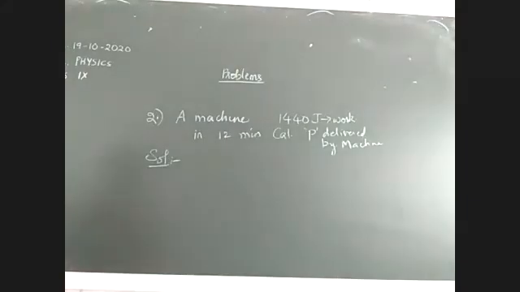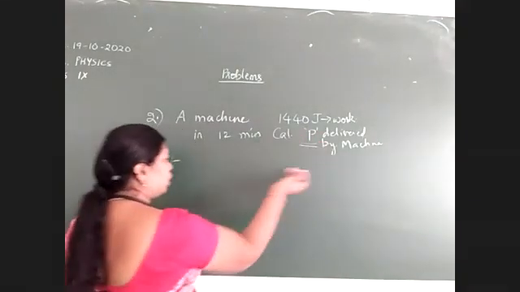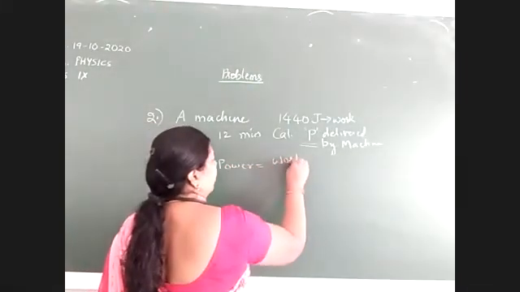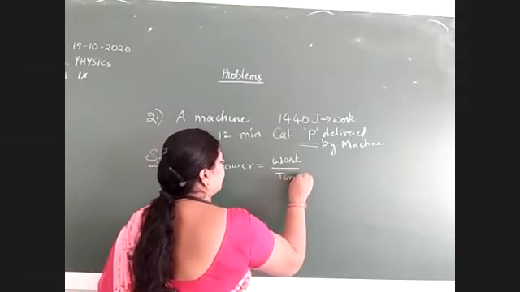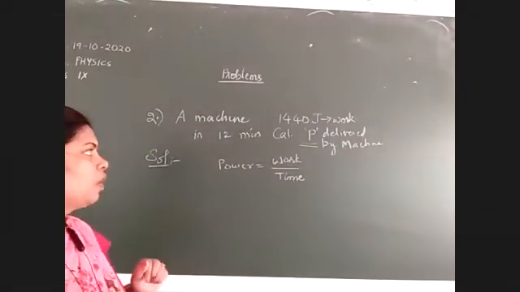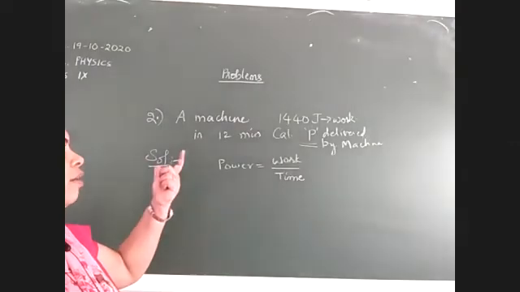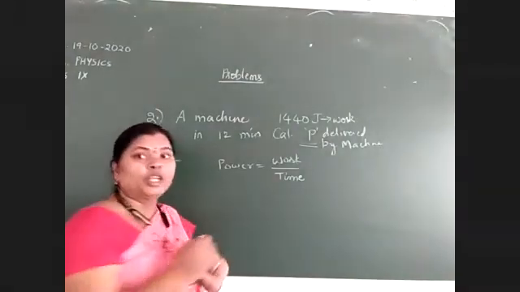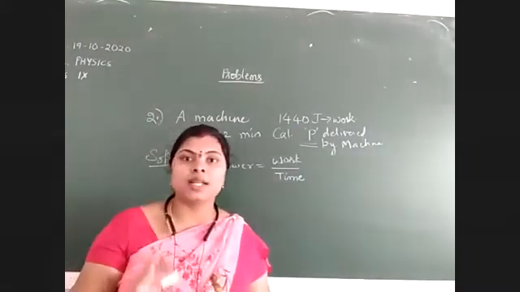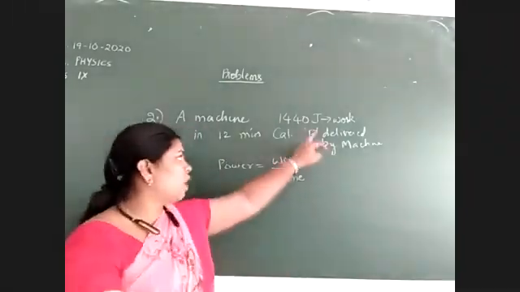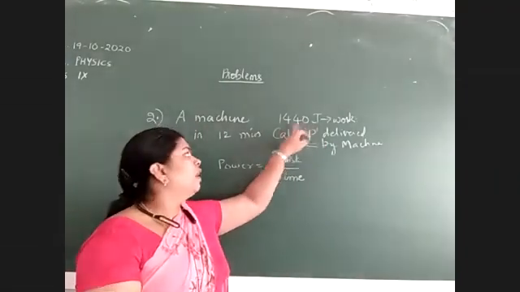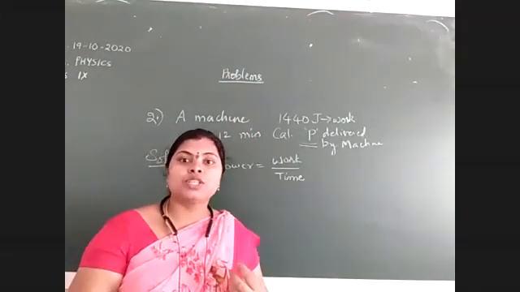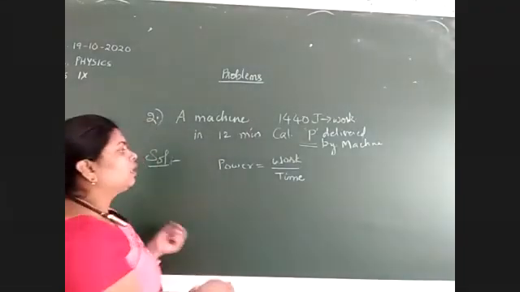First of all, the question asks you to calculate power. We all know power is nothing but work upon time. Work by time. What is the amount of work? 1,440 joules. Okay. But before substituting, you should ensure that all the things are in the same system, right? So joules is an SI unit. Then what about minutes? Time is not in SI system, right? Time must be in seconds. So convert it into seconds.